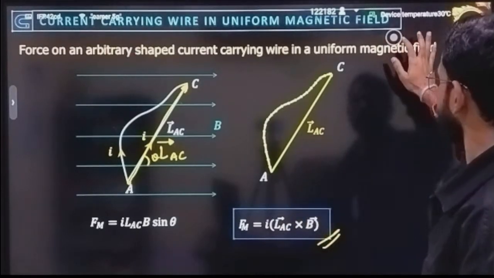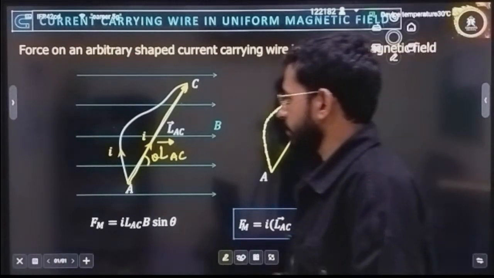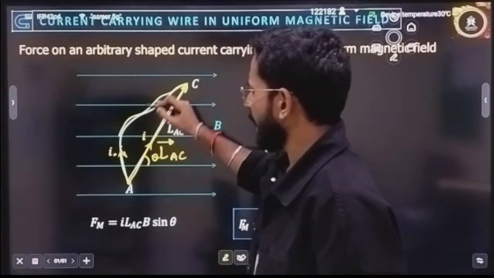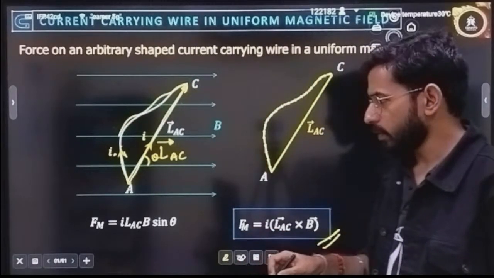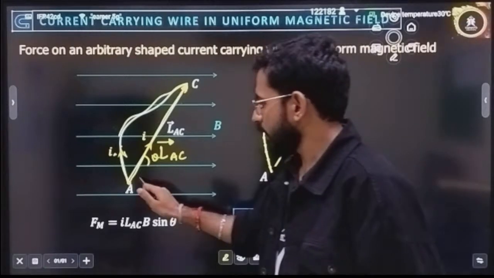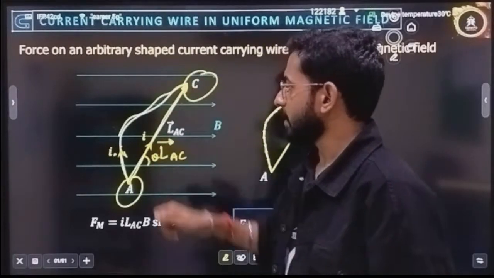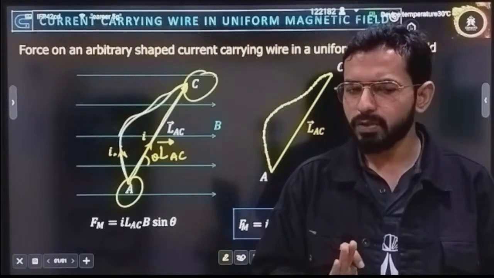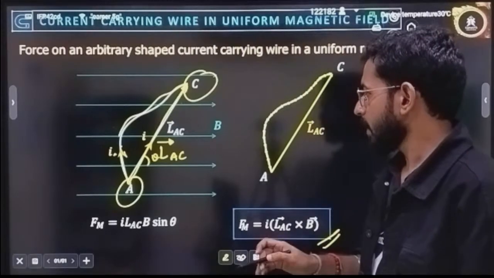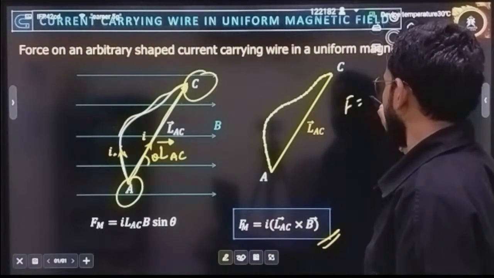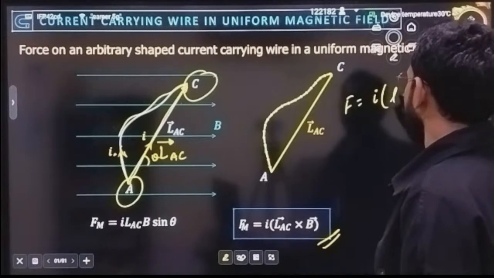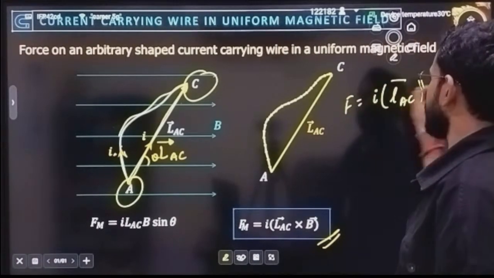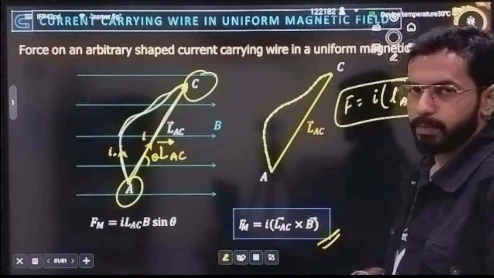This is an interesting one, and the kind of question that can come. Let's suppose some random loop is given, how will you calculate? Always try to calculate the effective length between point A and C. What is the effective shortest length between A and C? Just focus on that. There is no need of deviation for you to write. Just simply write net force acting is equal to I, what is the length between A and C, A and C into B. That's it. That is what the answer will be.